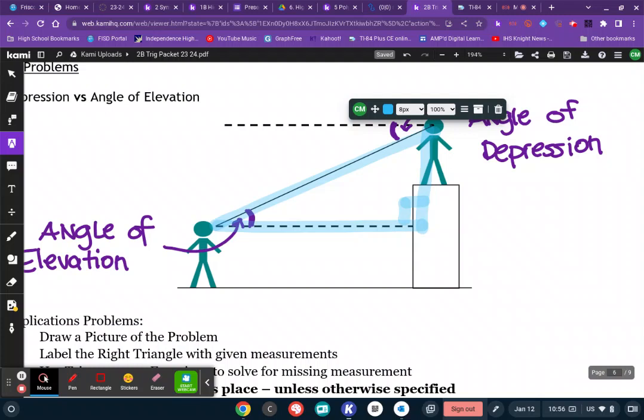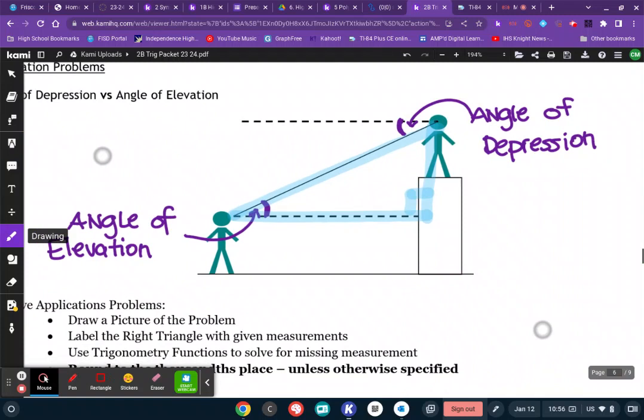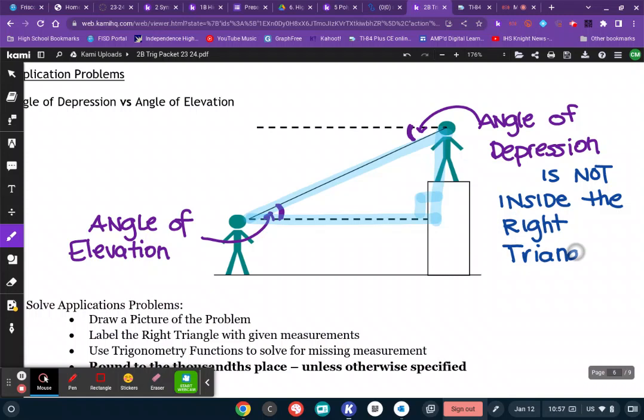And I also am noticing that the angle of depression is not inside my right triangle. It's not even inside. So at first, it seems like that's not going to be helpful at all. They're giving me a piece of information that's not even inside the triangle that I'm forming so that I can figure out these missing measurements.